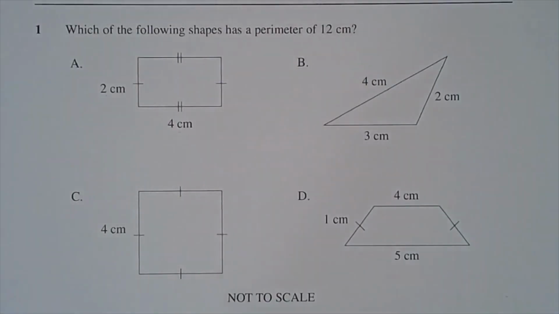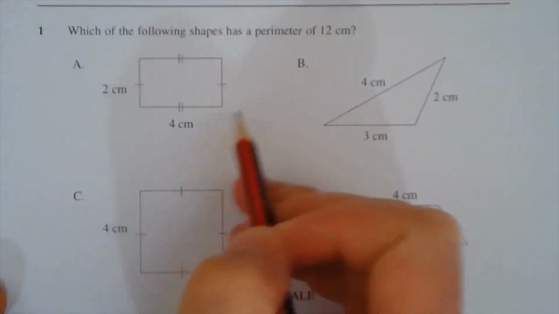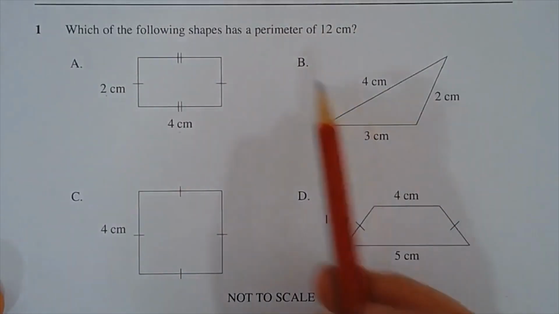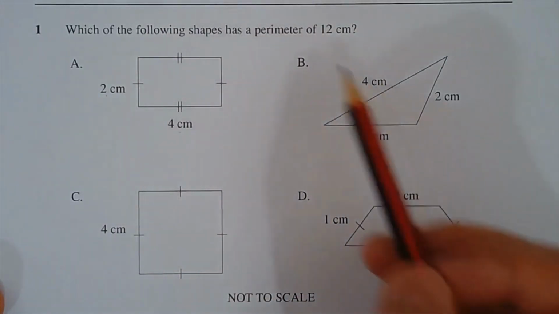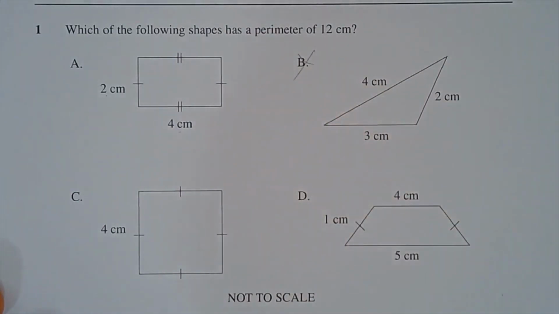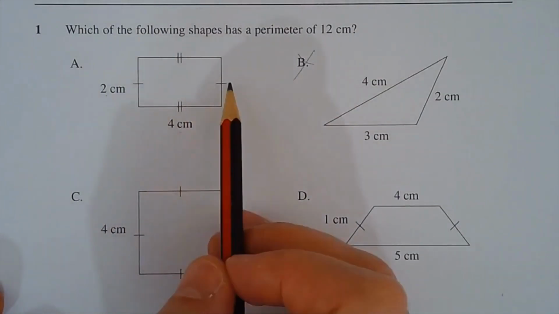Question 1. Which of the following shapes has a perimeter of 12 centimeters? Now, perimeter is the distance around the outside of the shape. So if you take, for example, option B, 4 plus 3 is 7, 7 plus 2 is 9, can't be B. You're probably saying, no, it's A. Of course it's A. A rectangle has opposite sides equal.